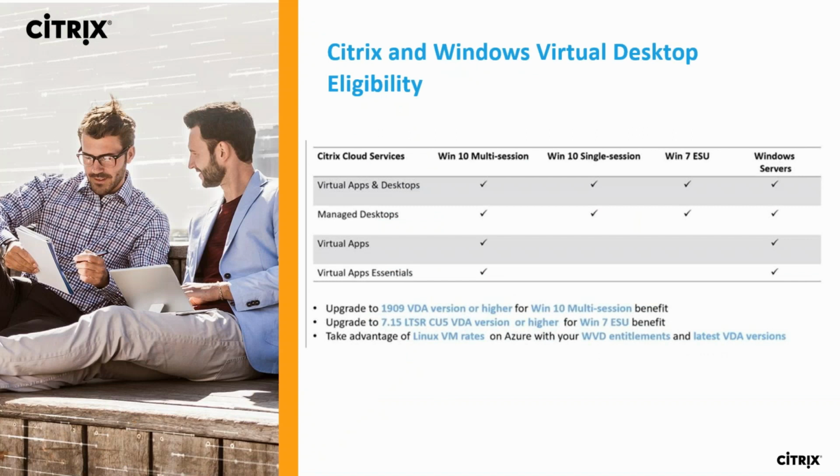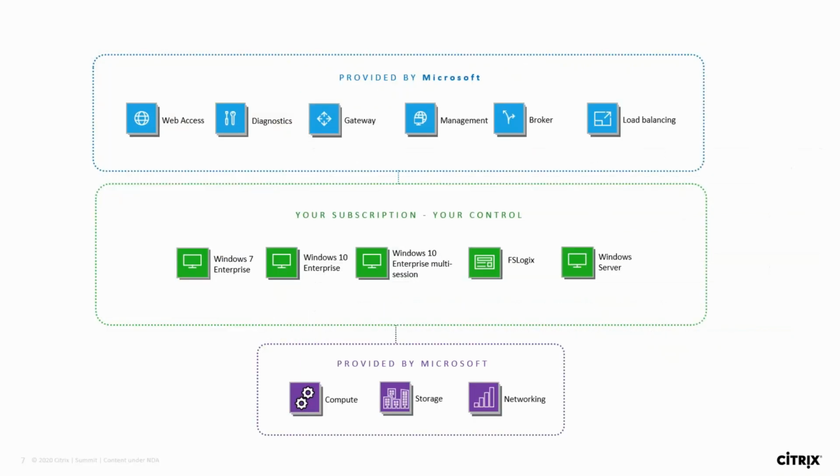So one of the first questions we get asked is, what can I run WVD with? What's eligible? So this slide is brilliant. Obviously, I guess everybody's going to get this deck, but I find it really useful. Virtual apps and desktops can run it, managed desktops can run it, and virtual apps can run it, as well as essentials. A couple of things to note on this slide in particular is you need 1909 VDA or higher if you want to run Windows 10 multi-session. And if you're going to run Windows 7 with extended support benefit, make sure it's the 7.15 LTSR with CU5. So they will be the things I like to call out in this slide, but it's a good slide to have in your back pocket, I think.